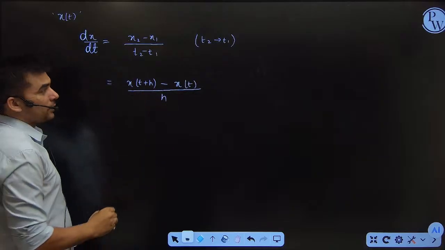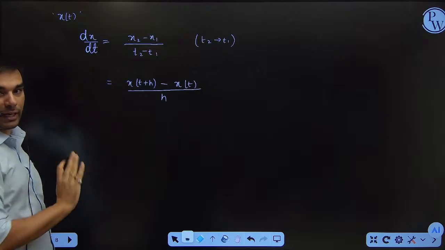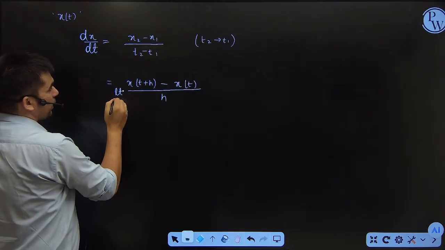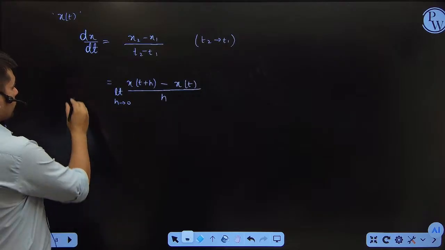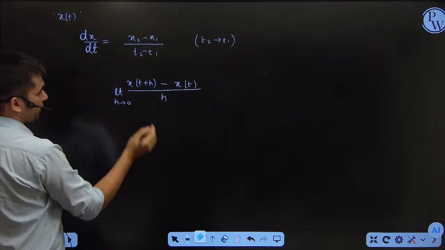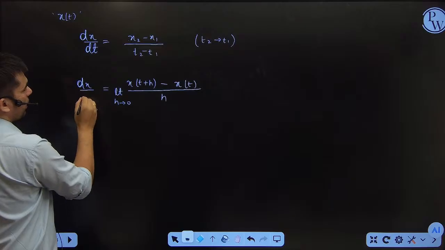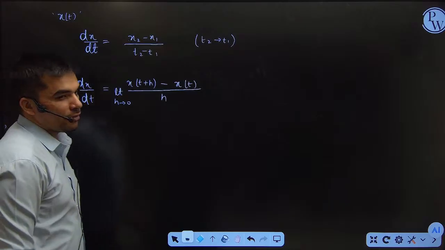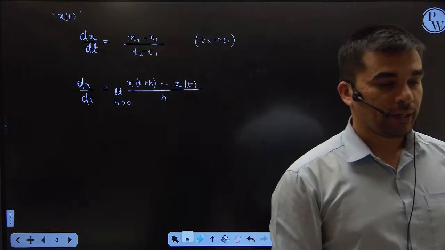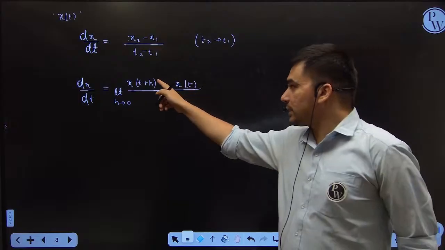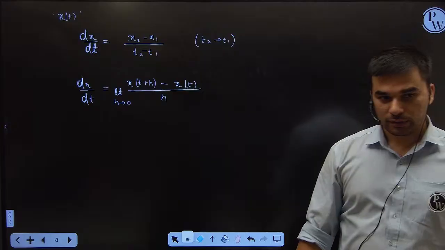This divided by how much? h, right? t2 is going to be t plus h, and t1 is going to be t, for a general t I'm writing. Now what is the value of h in this case, tell me? Tending towards 0. So this is called as the first principle of derivative, dx upon dt. In general, if you want to find out the derivative of x with respect to t, this is the rule that you have to follow. x of t plus h minus x of t divided by h will give you the value of dx by dt. Write it down.